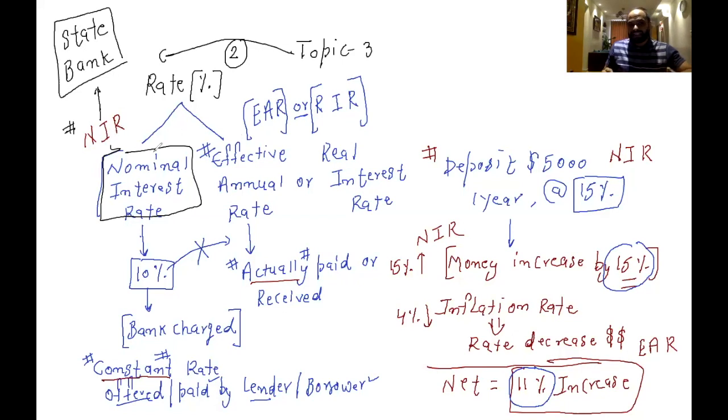So in this question, we will learn about EAR. But remember, if you want to calculate EAR, you need NIR, right? If no NIR, then you cannot calculate EAR. Of course, as I said, if you need to calculate this 11%, you must have 15%. If you don't have any information about 15%, how are you supposed to calculate this 11%, right? So you must have NIR to calculate EAR, all right?